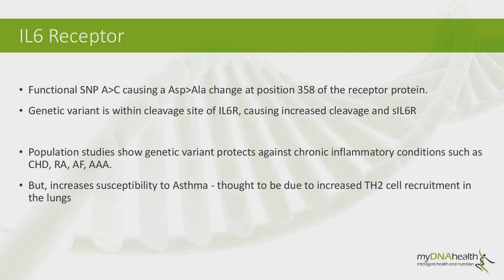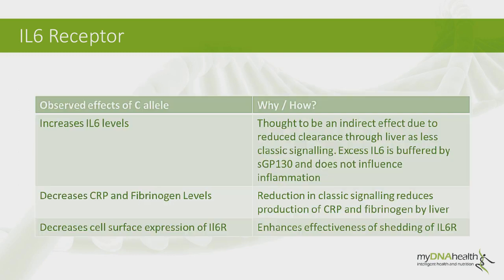And population studies show that this genetic variant protects against chronic inflammatory conditions such as listed below. So we've got chronic heart disease, rheumatoid arthritis, but also increases susceptibility to asthma. And this is thought to be due to an increased Th2 cell recruitment, if you want to look into the technical side of that. So really this is a direct nutrigenetic effect, and depending on which genetic variant you may have would affect your inflammatory response to some degree.